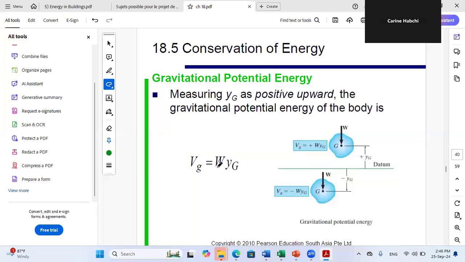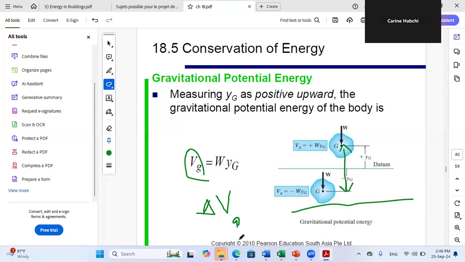It's plus W times y of G. If G is above the reference line, we have positive gravitational potential energy. If G is below the datum or reference that we consider, we have negative potential energy. And if you remember, the selection of the datum will not affect your final result. Why? Because what we care for is delta y, and delta y will not change if we change the datum. What will change is the value of Vg, but delta Vg will remain the same.